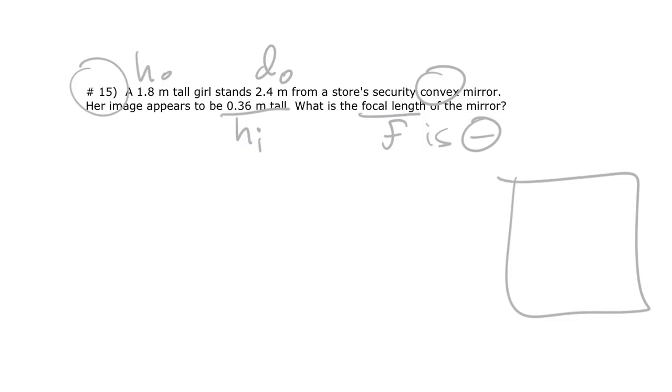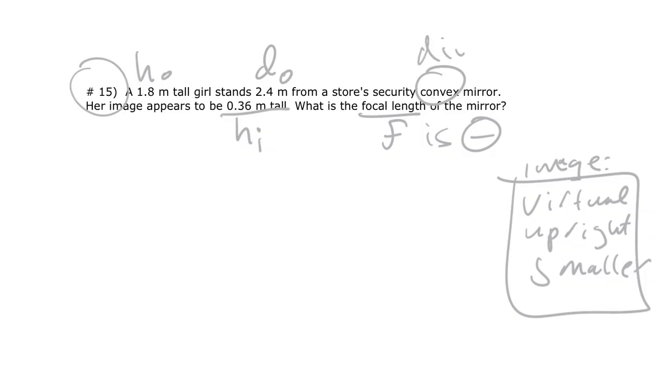I can say that the image is going to be virtual because F is negative. The image is going to be upright and smaller because it's a convex mirror, a diverging mirror.